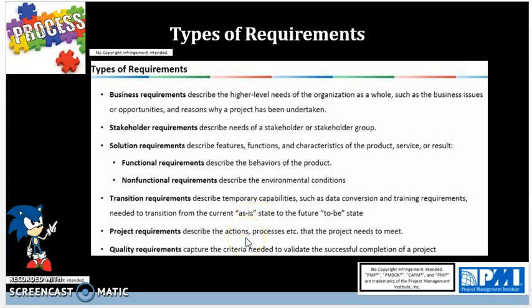That's a classic example of a transition requirement. Project requirement describes the actions, processes, etc. that the project needs to be met. Also, most important is quality requirements. You want to meet quality for the customer. You need to meet the voice of the customer requirement by meeting the quality outlined by the customer. So quality requirements are captured as criteria needed to be validated for successful completion of a project.